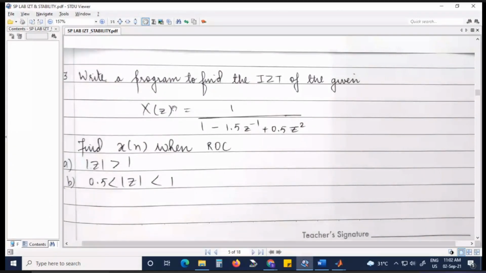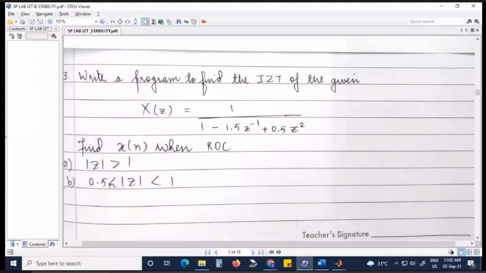That is x of n. There are two cases: when ROC is mod z greater than 1 and when ROC is within some range, 0.5 to 1. One is exterior of a circle, mod z greater than 1. So that corresponds to a causal sequence, exterior of a circle. And for a causal sequence you have to follow a to the power n u[n].